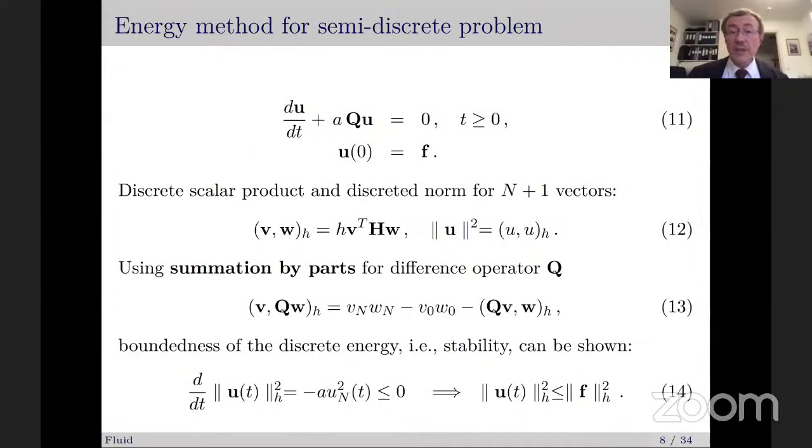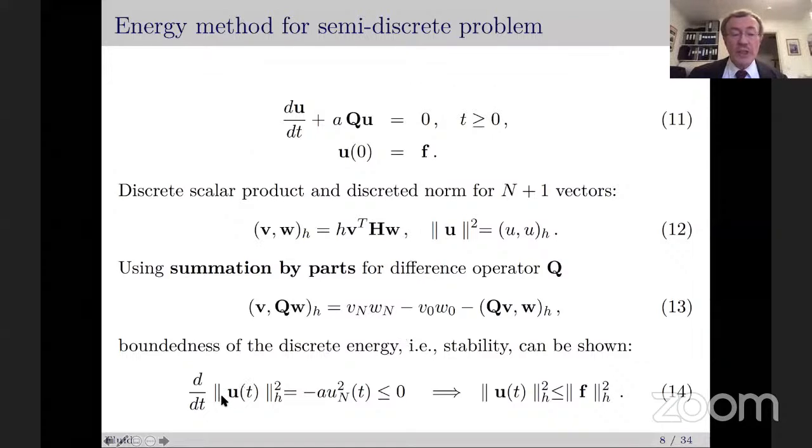Now we can define the summation by parts property, which is, as you see, completely the discrete analog of integration by parts. So we have the scalar product of v and Qw, which is the approximation of dw/dx, equal to the boundary terms, at the right boundary N minus at the left boundary 0, minus the scalar product of Qv and w. So a complete discrete analog. And then we use the same technique as we used for the continuous case, for the discrete case.